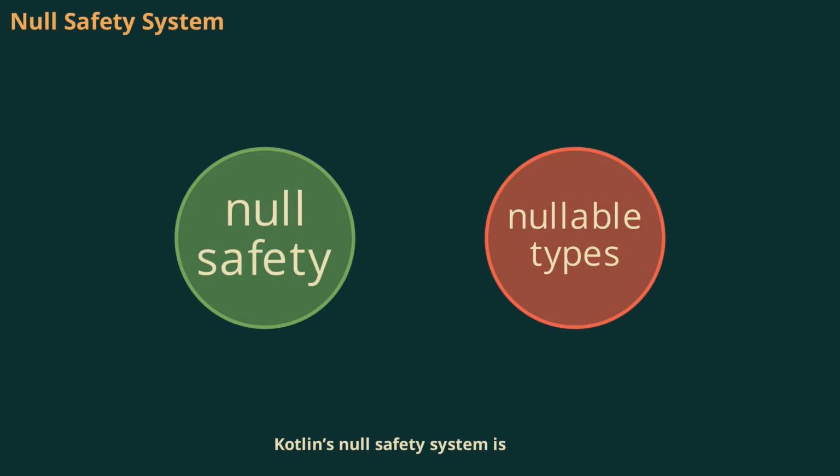Kotlin's null safety system is designed to eliminate runtime null pointer crashes. The language splits its type universe into two categories, non-nullable types and nullable types. By default, variables cannot store a null value unless explicitly declared with a question mark. This approach ensures that null-related errors are caught at compile time, making your code safer and more reliable. Null safety is one of Kotlin's standout features, providing peace of mind for developers.